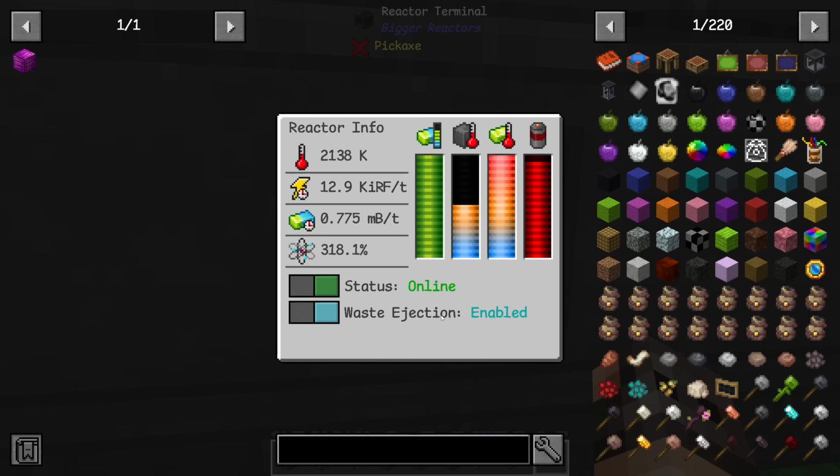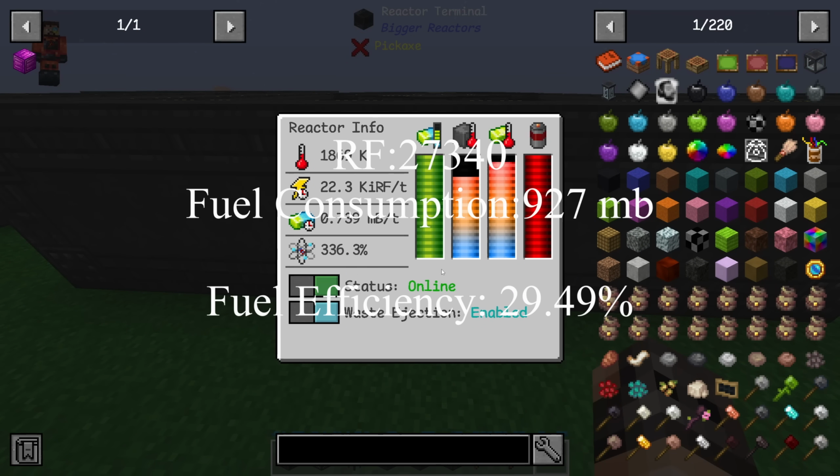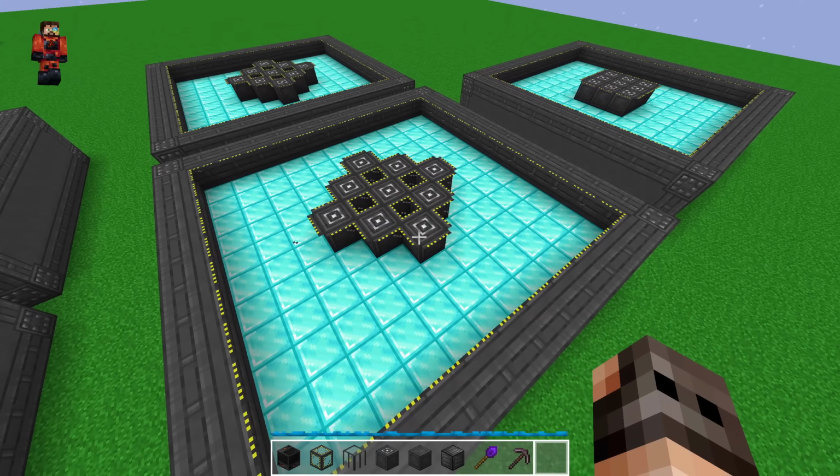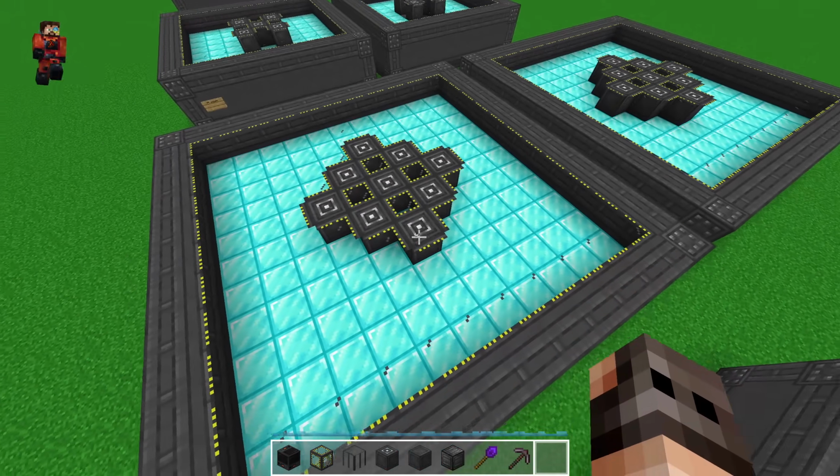So if we turn on the reactor, where everything is in the center, our efficiency is going to be around 20%. The checkerboard pattern, however, is going to increase our efficiency to 29.49%. That is because the reactivity in this one has been increased from 240% to 270%.